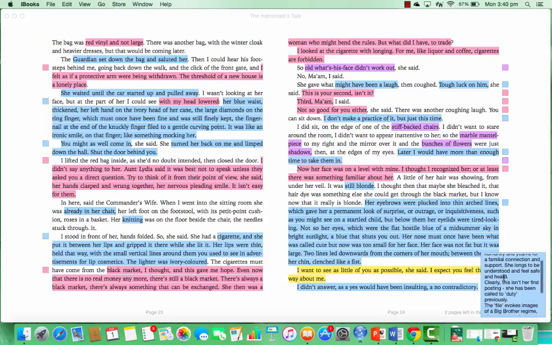Clearly, this isn't her first posting. She has been called to duty previously. The reference to the commander's wife having seen her file evokes images of a Big Brother regime from 1984, for example, always overseeing, judging and controlling. The impersonal nature of the word and the meeting reinforces the business-like atmosphere and clinical, transaction-like nature that is being maintained.